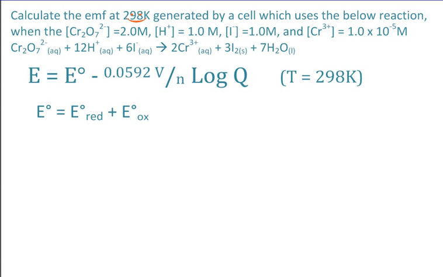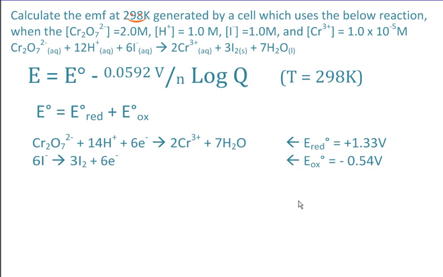Dichromate is going to become chromium and water. It looks like that's one of our half reactions. And iodide is going to go from I minus to elemental iodine, so that's going to be oxidized. So if I look those up, I find that they have the following half reaction potentials.